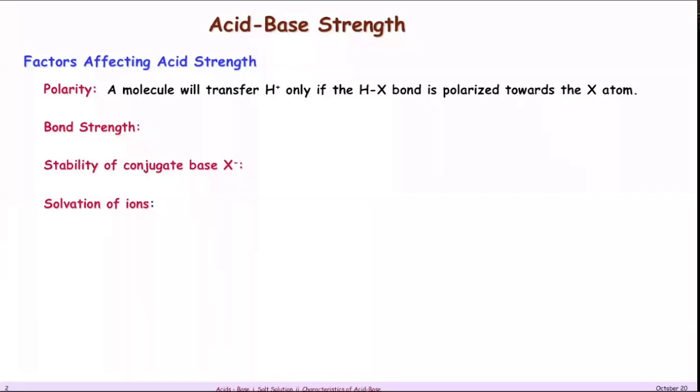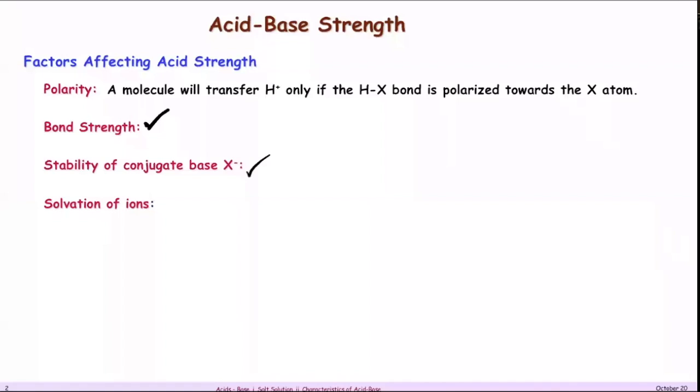Bond strength. The weaker the bond between H and X, whatever X might be, it could be SO4 or F, the stronger the acid, because now that hydrogen can easily be removed. The stronger that bond, the weaker the acid. The weaker the bond, the stronger the acid. The stronger the bond, the weaker the acid. Think about that for a moment, okay?